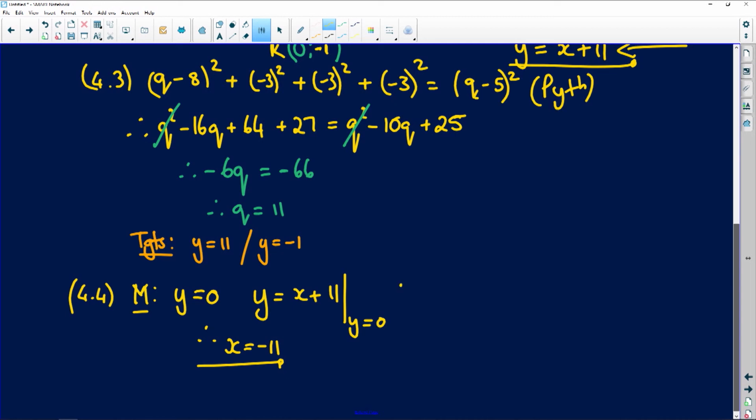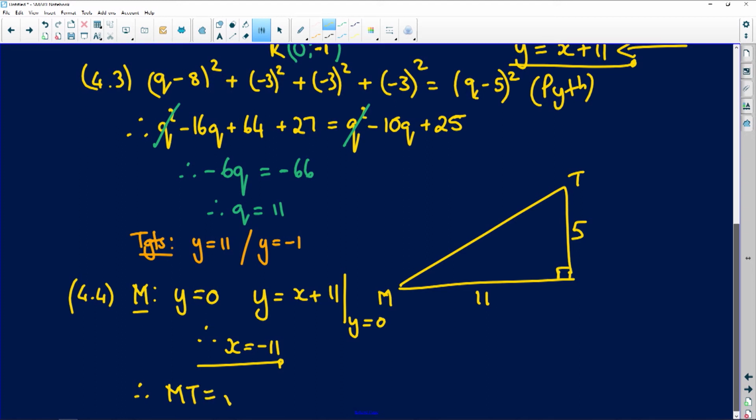So I'm going to draw that little triangle here. We've got this happening. We've got the right angle. We have that distance. We have this distance. And we can now find that distance there with Pythagoras. Okay, so MT is equal to the square root of 121 plus 5 squared is 25, and that gives us the square root of 146 as an answer. And that was also for 4 marks.